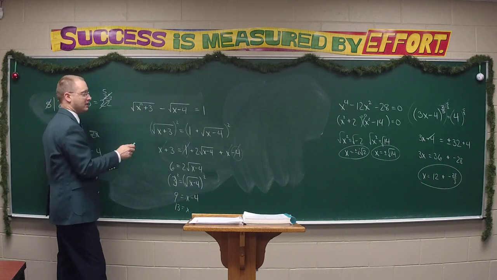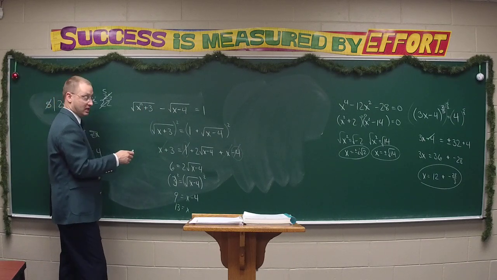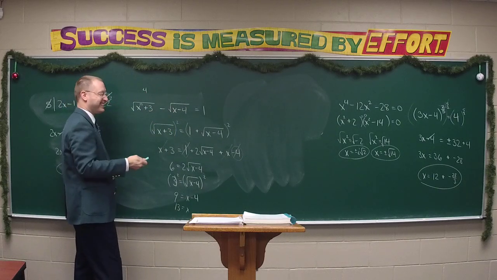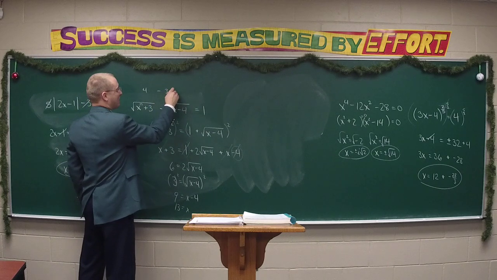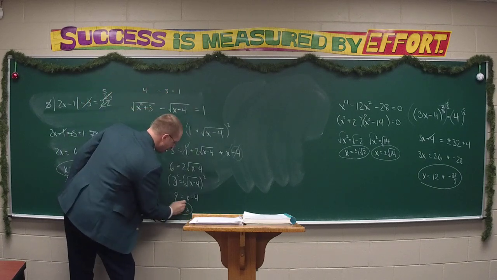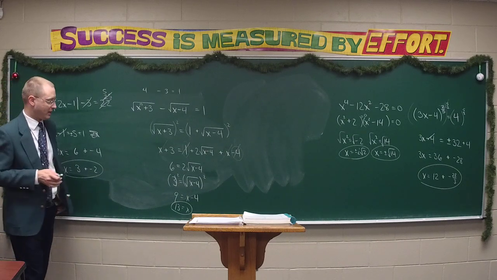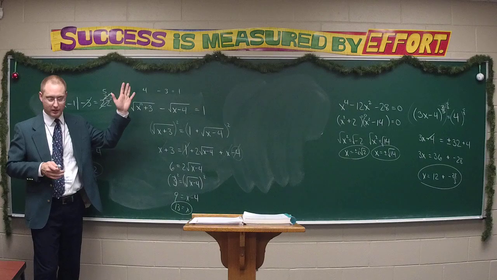13 plus 3, class? 16. Square root of 16, class? 4. 13 minus 4 is 9. Square root of 9? 3. 4 minus 3 equals 1? Yes. Yep, it does. And so there we go. Questions on this? How many got that answer? 13. Found that it checked.